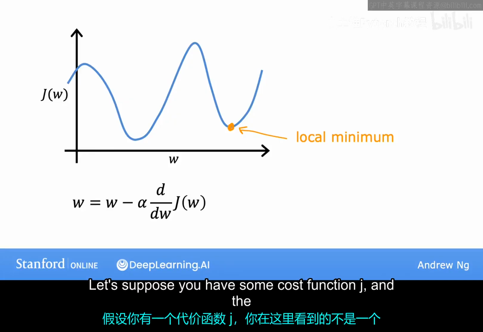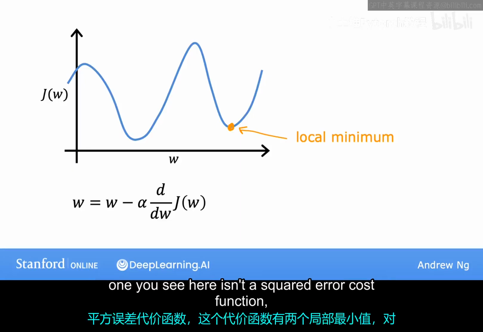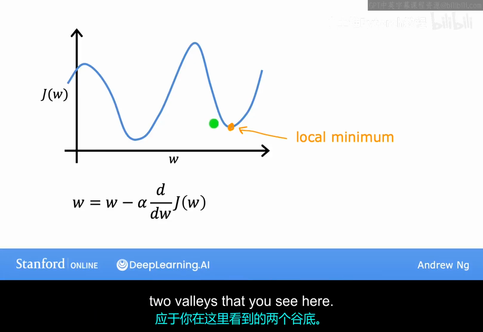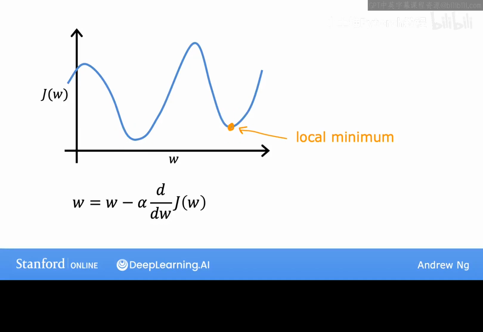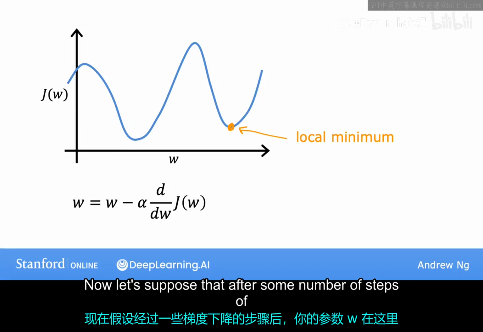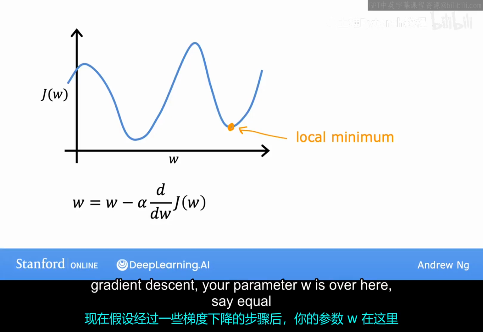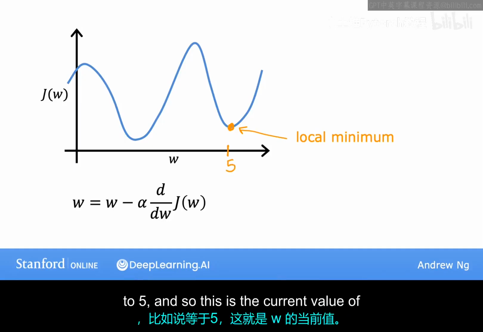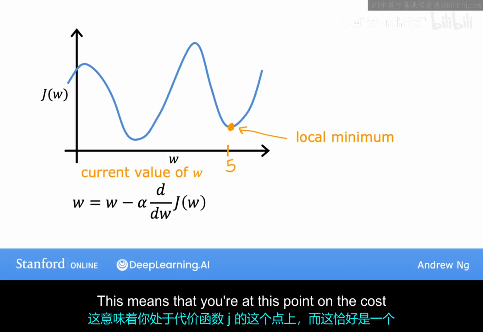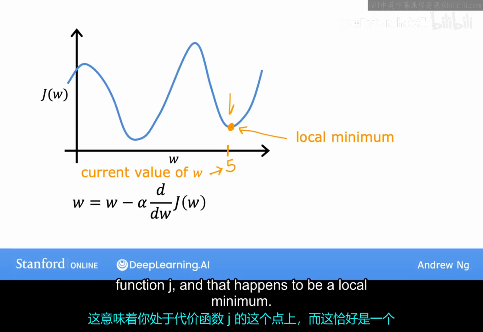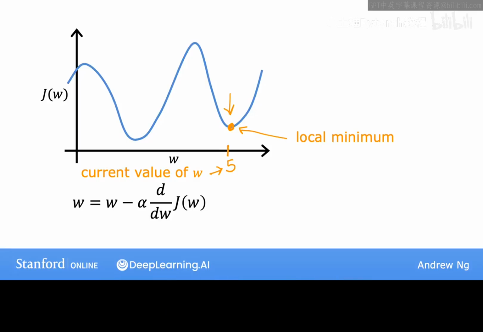Let's suppose you have some cost function J, and the one you see here isn't a squared error cost function. This cost function has two local minima corresponding to the two values that you see here. Now, let's suppose that after some number of steps of gradient descent, your parameter w is over here, say equal to 5. And so this is the current value of w. This means that you're at this point on the cost function J, and that happens to be a local minimum.